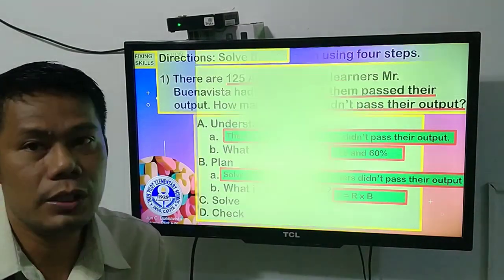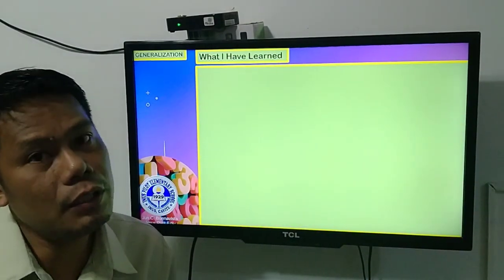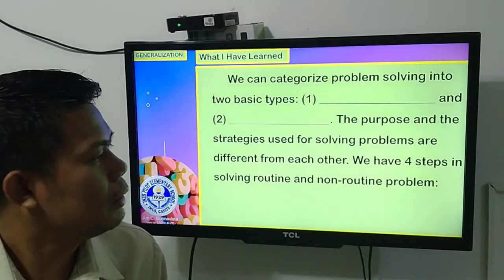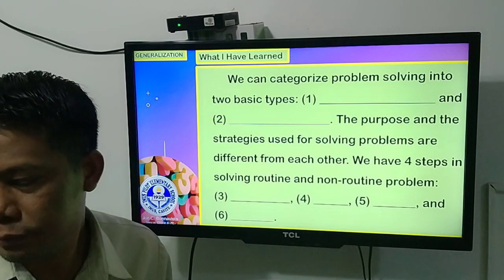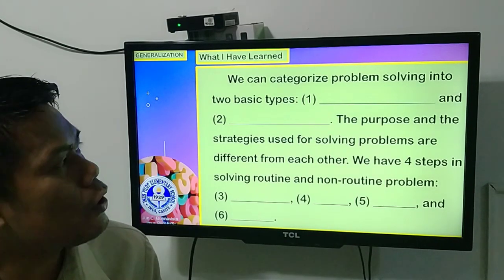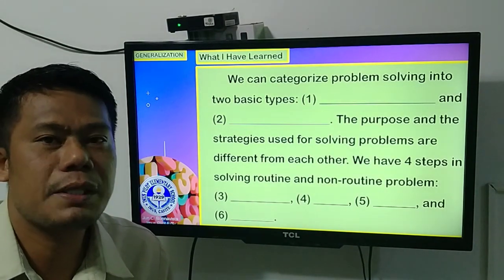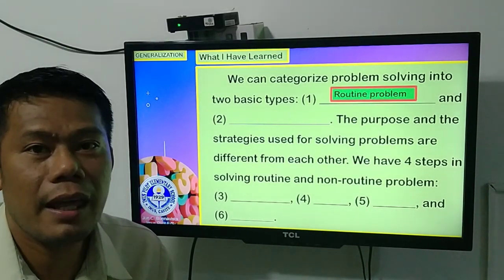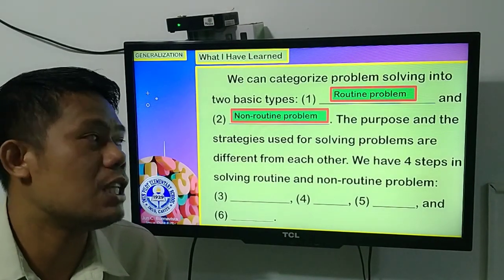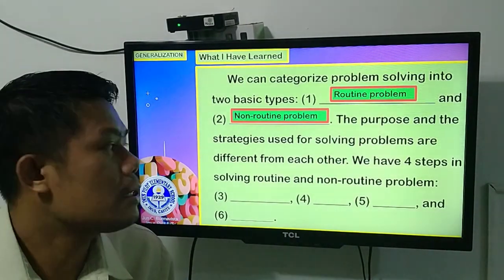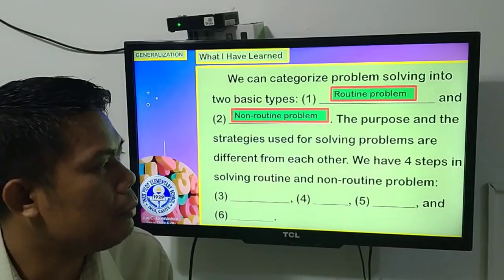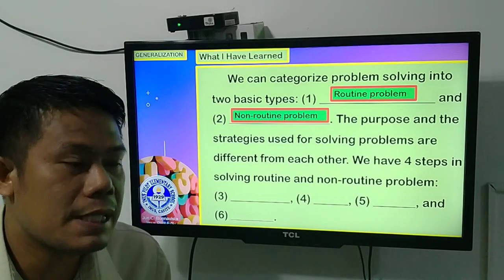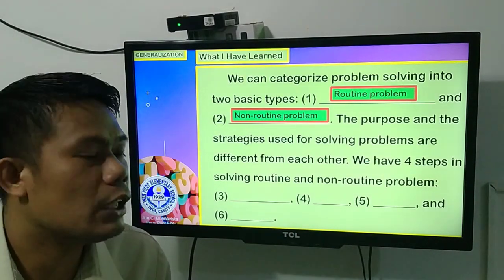Okay. So if there is none, so what have you learned? Okay, we can categorize problem solving into two basic types. And what are the two basic types? We have routine problem and the other one is non-routine problem. The purpose and the strategies used for solving problems are different from each other. We have 4 steps in solving routine and non-routine problem.